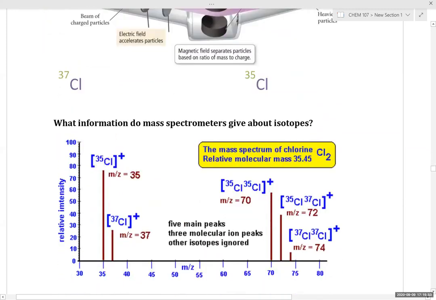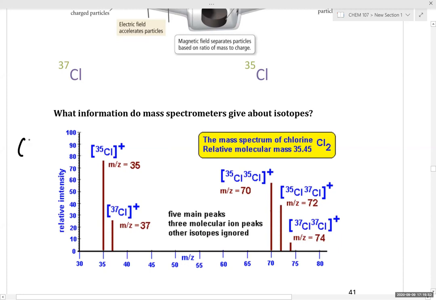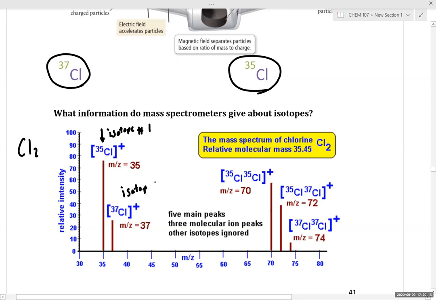So for example, if we're looking at a sample of chlorine gas, which is Cl2, we can separate the samples based on their mass. So we can differentiate and tell the relative amount of, for example, chlorine 35, which I'll call my isotope number 1, and chlorine 37, which is isotope number 2. And the height of this peak tells us the relative amount of each isotope.